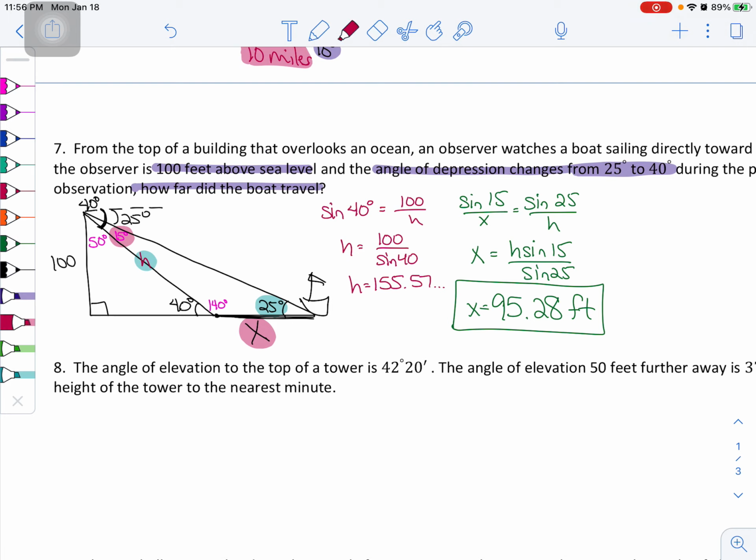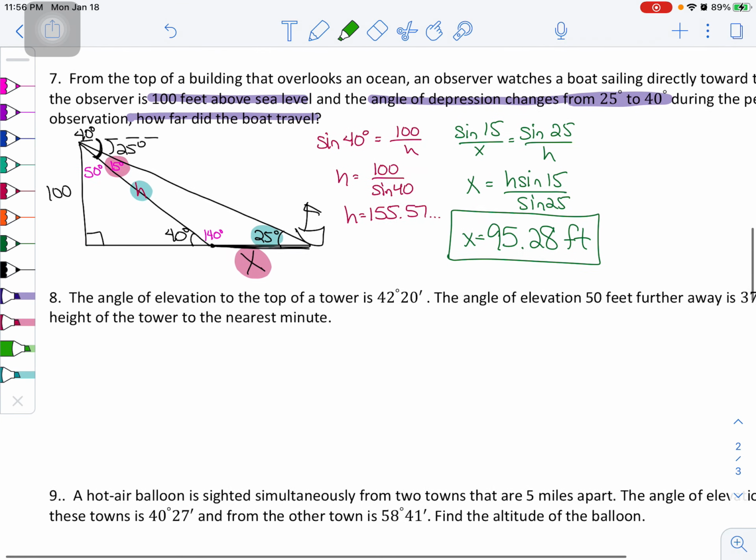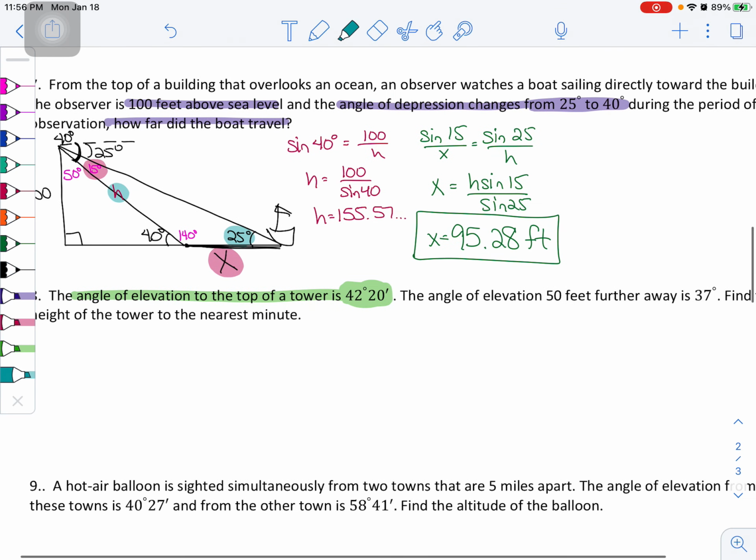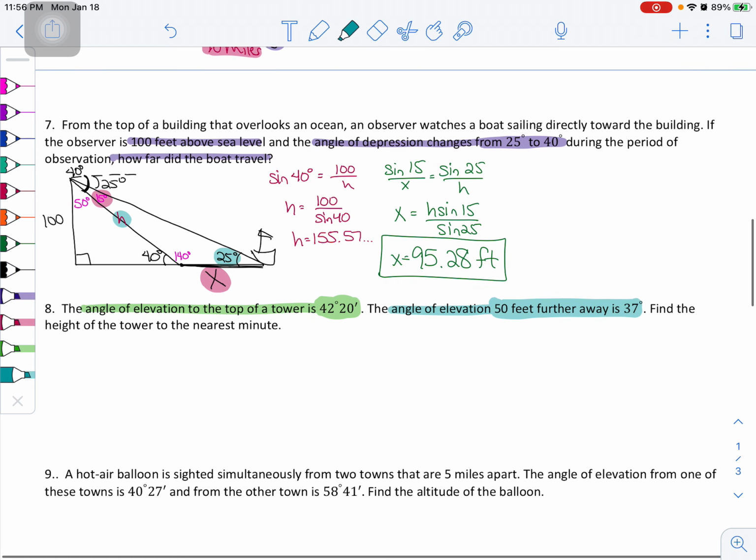All right, let's go to problem number 8 here. Angle of elevation to the top of a tower is, now this notation you may never have seen before, 42 degrees, 20 minutes. And I'm going to explain what that is in a moment. Let me go ahead and find the rest of the information in this problem. Angle of elevation 50 feet further away is 37 degrees. Find the height of the tower to the nearest minute.